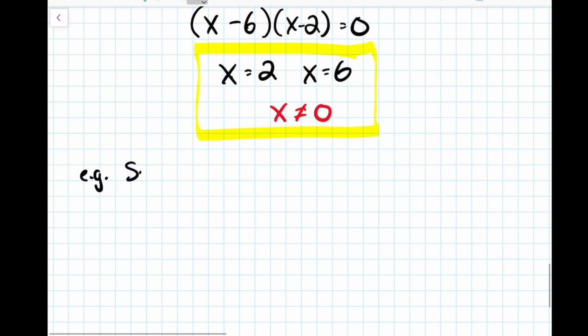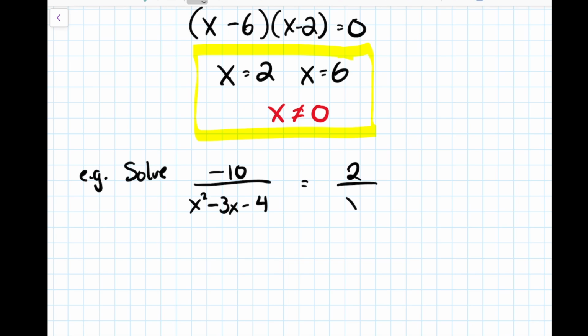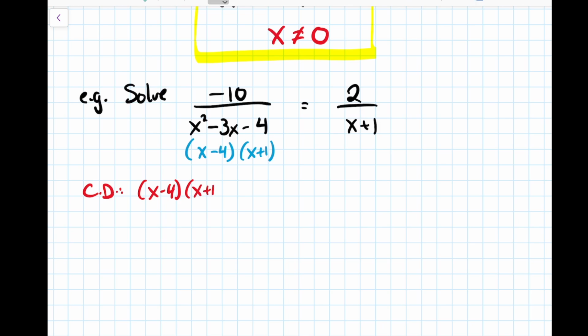Continuing on. So we're going to solve negative 10 over x squared minus 3x minus 4 equals 2 over x plus 1. And so this one doesn't look too bad. It's actually only got 2 terms instead of the 3 we had last time, which is typically going to make things easier. So our first step should probably be to factor that first denominator. So multiplying to negative 4, adding to negative 3, that's going to be x minus 4 and x plus 1. So our common denominator is, well, just x minus 4 times x plus 1.